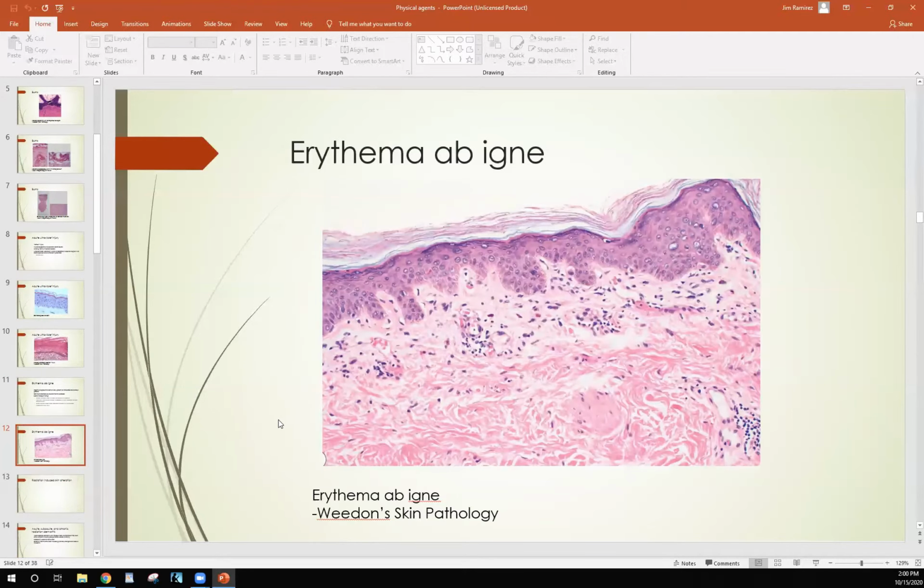So here's an example from Weedon. And again, as you can see, it's a very subtle thing. It's kind of hard to see what's going on, but there is a little bit of this sort of atypia that's confined to the basal layer. You may see an occasional necrotic keratinocyte here and here. So those are very subtle findings.